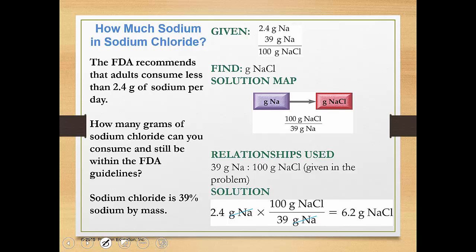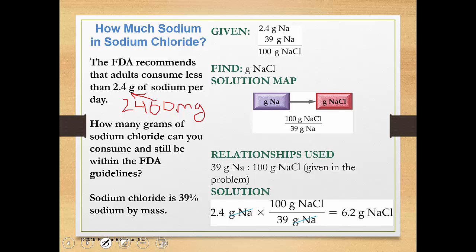If we look at Food and Drug Administration recommendations for daily allowances of calories, vitamins, and minerals, they put out recommendations for what adults should consume. Their recommendation is that adults consume less than 2,400 milligrams of sodium per day, which corresponds to 2.4 grams of sodium. So that's all well and good, but when we are consuming food, we're not consuming sodium ions.